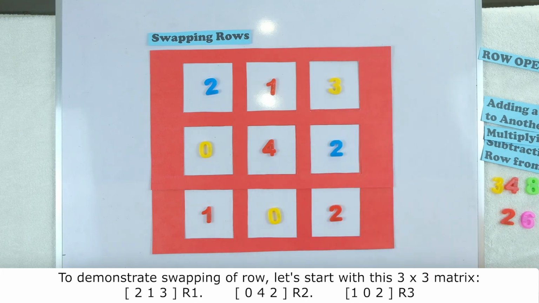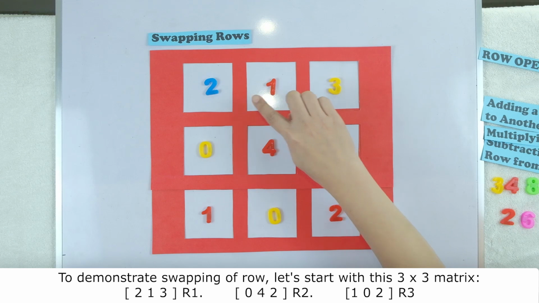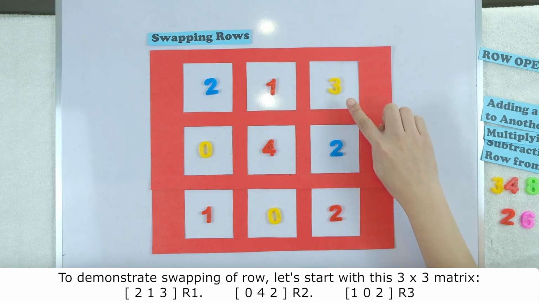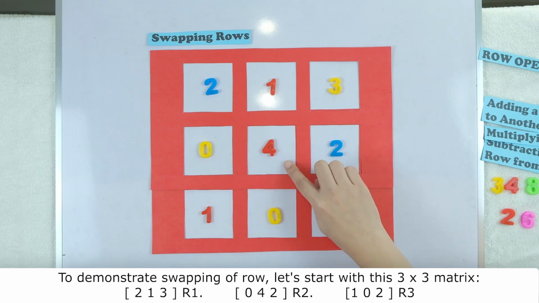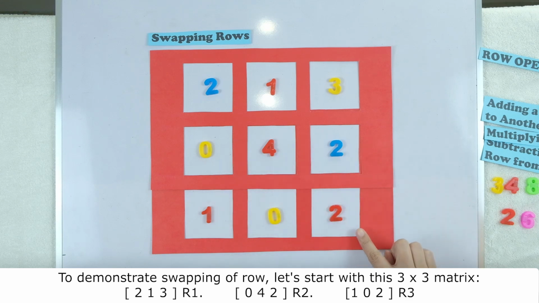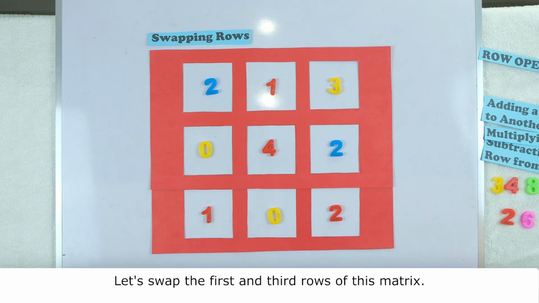To demonstrate swapping rows, let's start with this 3 by 3 matrix. On row 1 are the elements 2, 1, 3. On row 2 are the elements 0, 4, 2. And in row 3 are the elements 1, 0, 2. Let's swap the first and the third rows of this matrix.